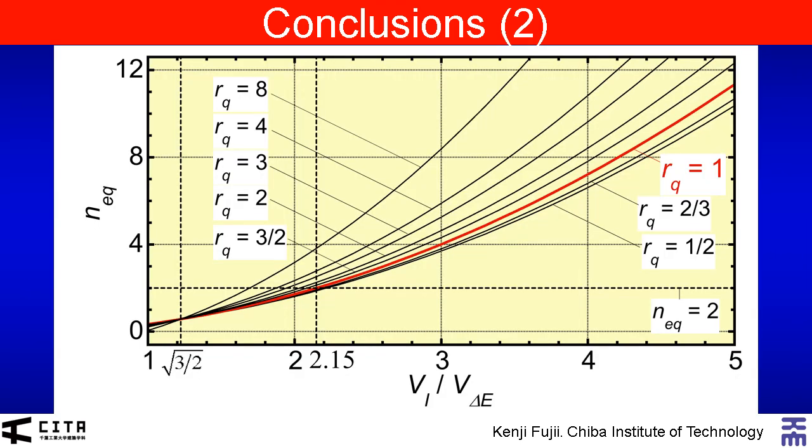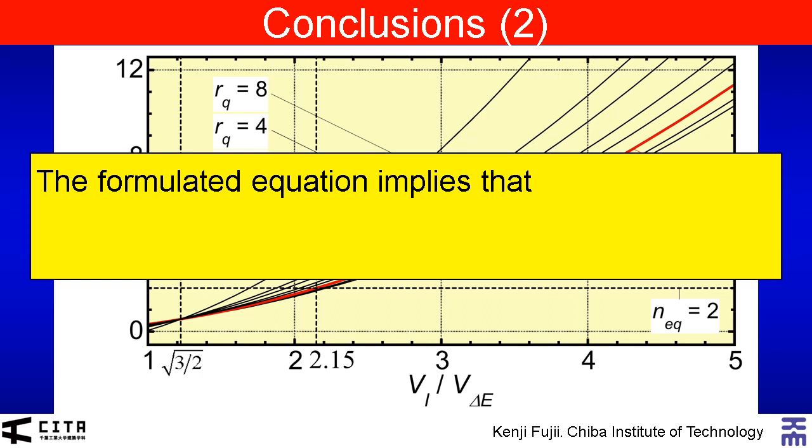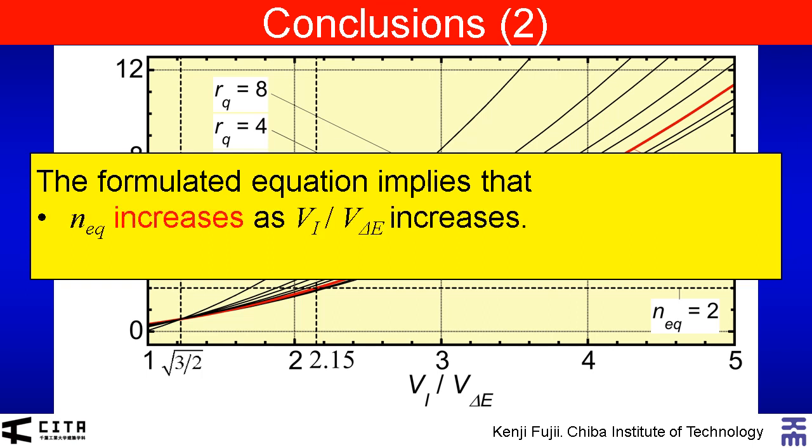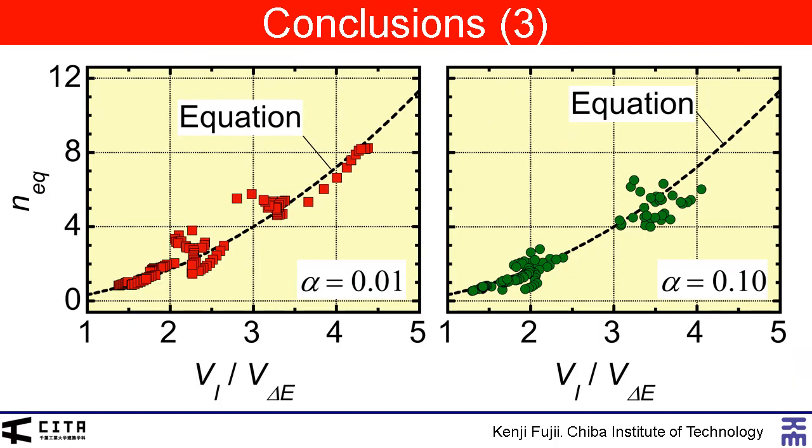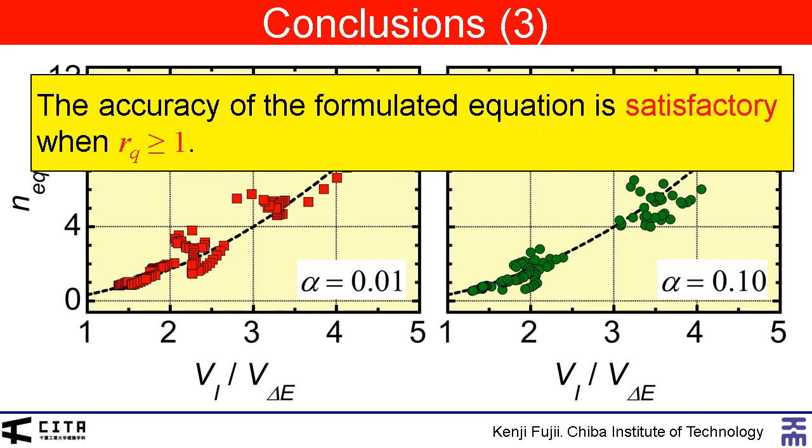The second conclusion is that the formulated equation implies that NEQ increases as Vi over V delta E increases. And when Vi over V delta E is larger than the square root of 3 over 2, NEQ increases as RQ increases. And the third is that the accuracy of the formulated equation is satisfactory when RQ is larger than or equal to 1. This is the end of my presentation.